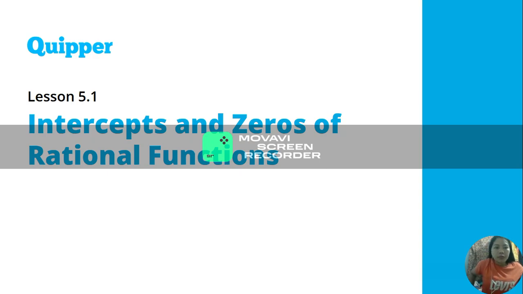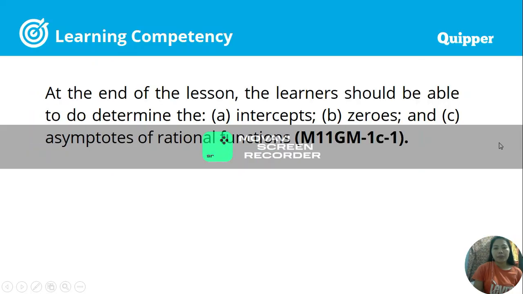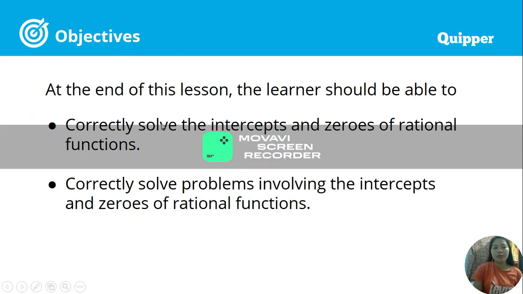Now, let's move on to Unit 5, Lesson 1. Lesson 1 is intercepts and zeros of rational functions. So our objectives: we have to correctly solve the intercepts and zeros of rational functions, then correctly solve problems involving the intercepts and zeros of rational functions.